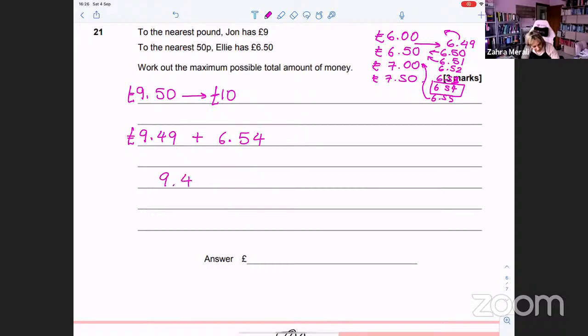So 9.49 plus 6.54. 9 plus 4 gives us 13. We get 10 and we get 16. So we've got £16 and 3 pence. Okay.